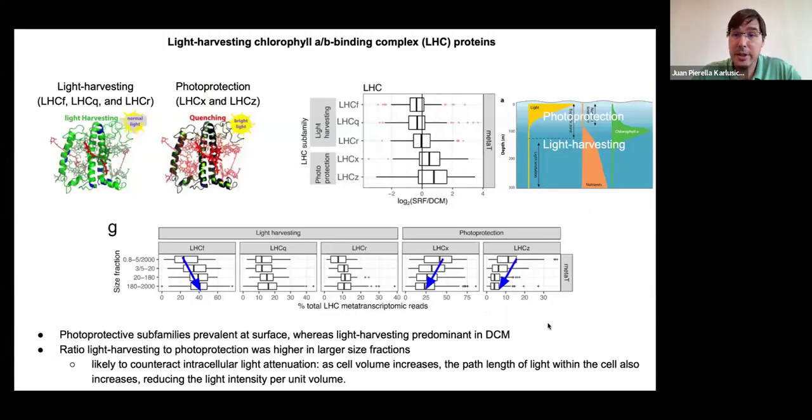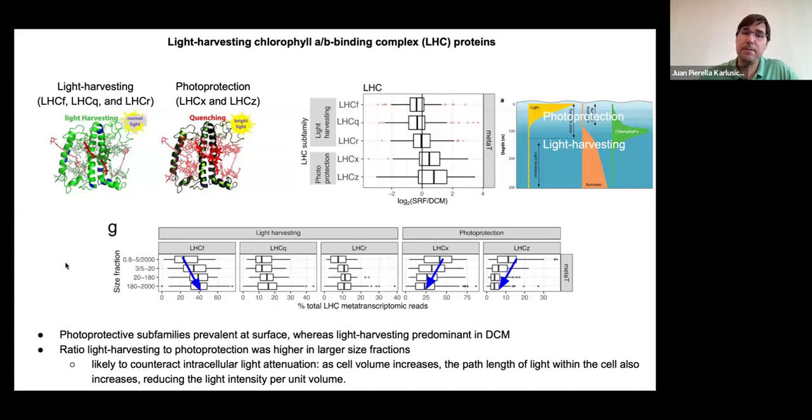In the case of light harvesting proteins, this is nice because a great part of the transcriptional effort of the diatom community is focused on expressing these families, and these families cover many subfamilies that are involved in completely opposite activities. Some of the subfamilies, called the subfamily F, Q, and R, are involved in light harvesting, whereas the subfamily X and Z are involved in photoprotection. I mean, in heat dissipation of the excess of light in order to protect the cells and fine-tune photosynthesis.